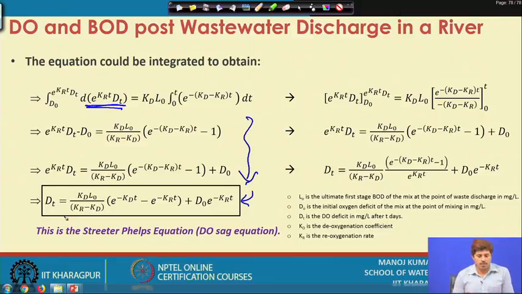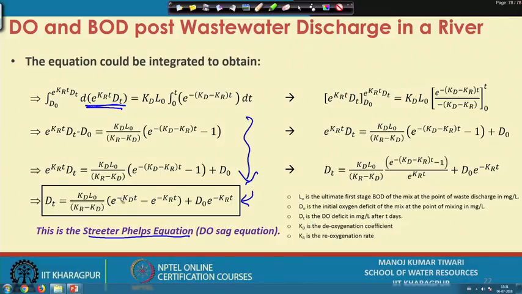We have seen this earlier also. This is your Streeter-Phelps equation, the classic Streeter-Phelps equation, which gives the DO sag in a river or in a running stream, and is also known as the DO sag equation. This equation can be converted to base 10 also. This is on a natural log, exponential base, and if you convert to base 10, these parameters or coefficients are going to change. We will have to divide by the e value that way. So, we get the Streeter-Phelps equation by solving all these equations.